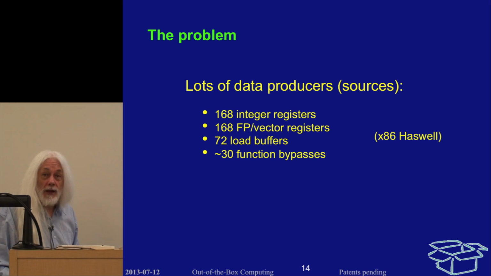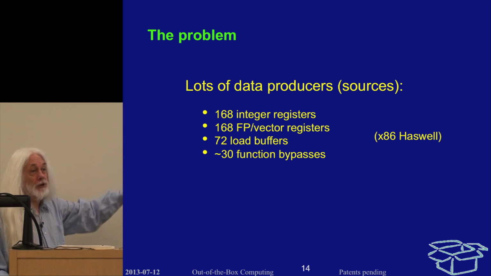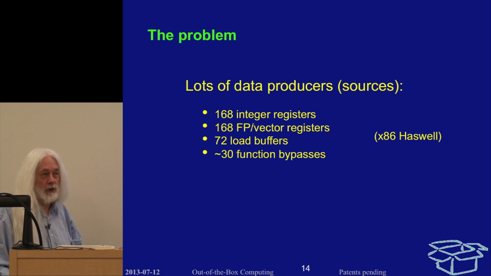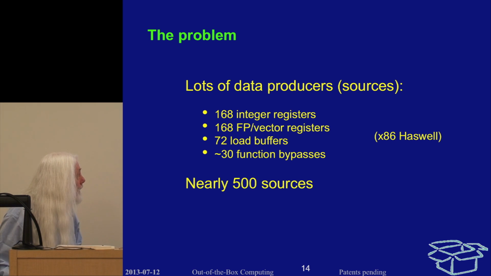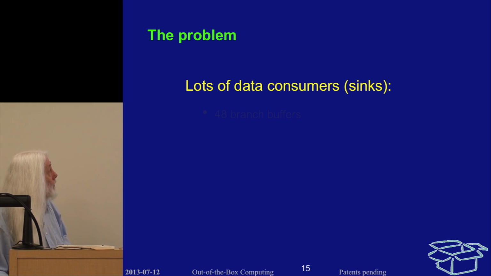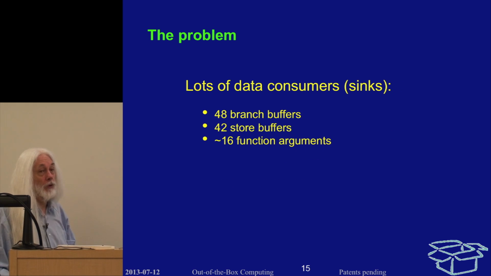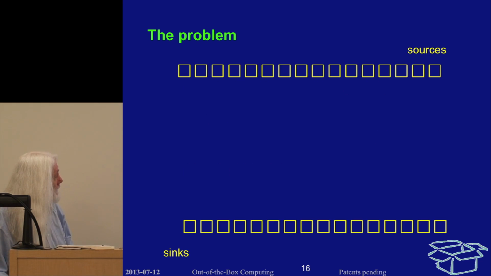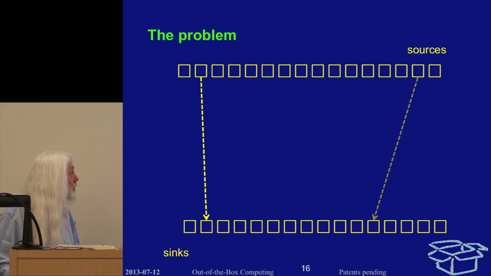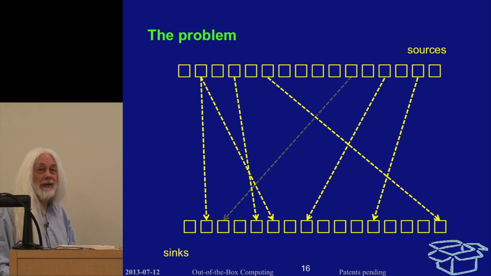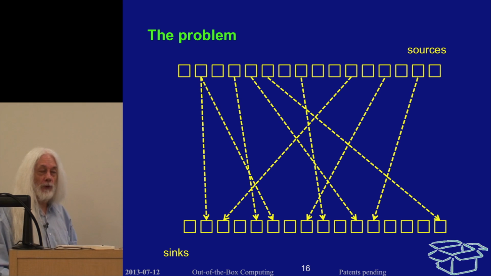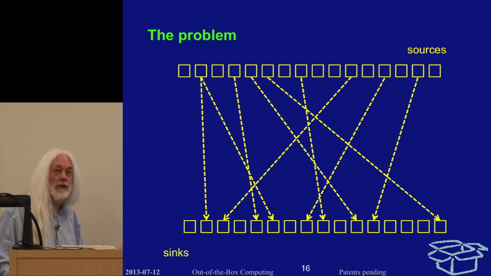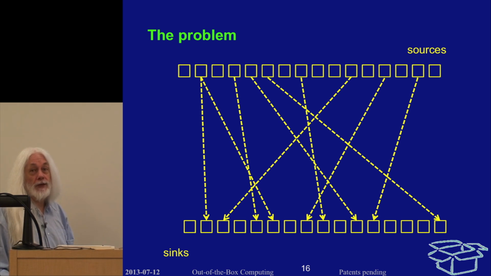The Haswell is an example. Every one of these things can be the source of an ad or something like that. Nearly 500 possible sources. There are a lot of sinks, people who will consume this data. Again, Haswell, nearly 100 sinks. Well, all those sources and all those sinks need hardware to connect them, with the data flowing, full width data flowing along each connection so that any source can feed any sink.